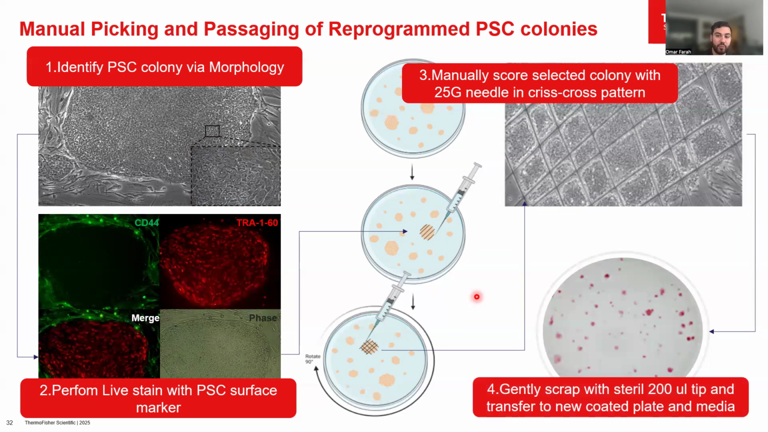Once we have that, we typically go in with a sterile pipette. Usually, I like a 200 microliter pipette tip, and I transfer over these squares that I've cut by gently scraping them and pipetting them into the new plate that has already been coated with our matrix as well.